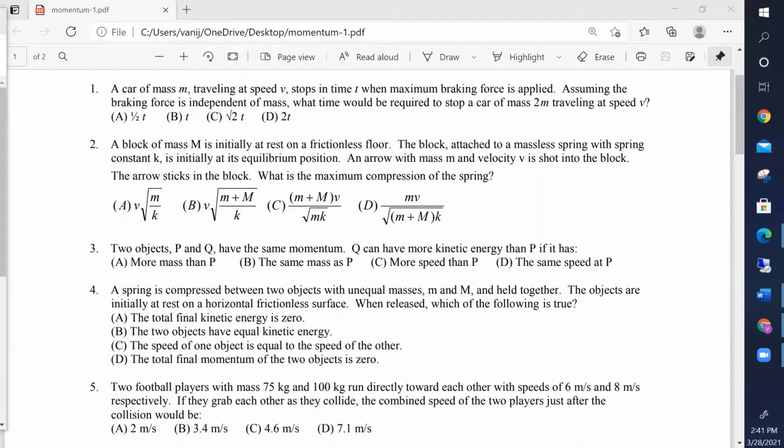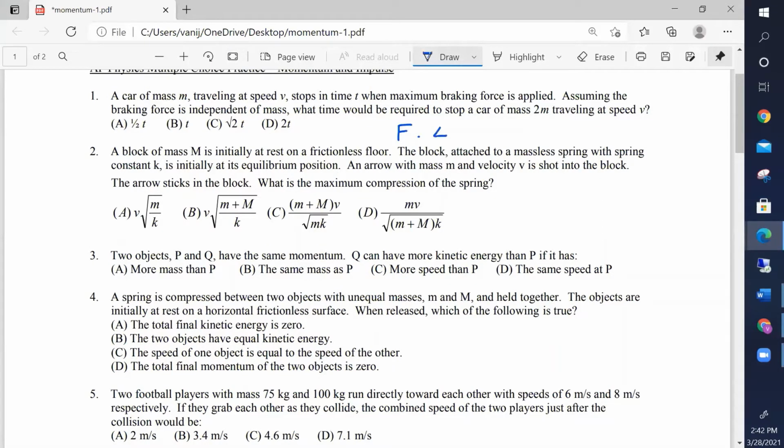So they are basically telling you that now the mass has changed from m to 2m, so the mass is doubled, and they are asking you to figure out the time it would take to stop this car of mass 2m traveling with a speed v. So it's traveling with the same speed, but now the mass is doubled. So how are we going to find the time? What concept have you all used? You all remember the impulse momentum theorem, right?